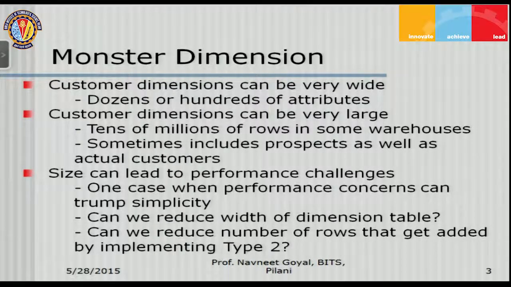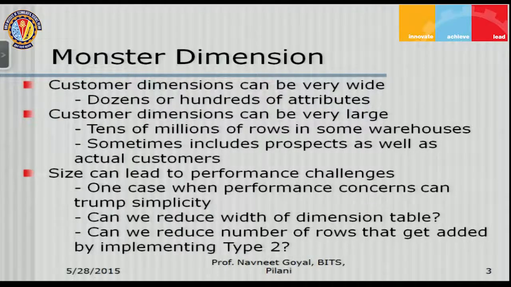This is where you have to worry about performance, and you have to trade off with simplicity. You have to make the model slightly more complex. The questions that we try to ask are: can we reduce the width of the dimension table? That is one thing. And can we reduce the number of rows that get added by implementing type 2?